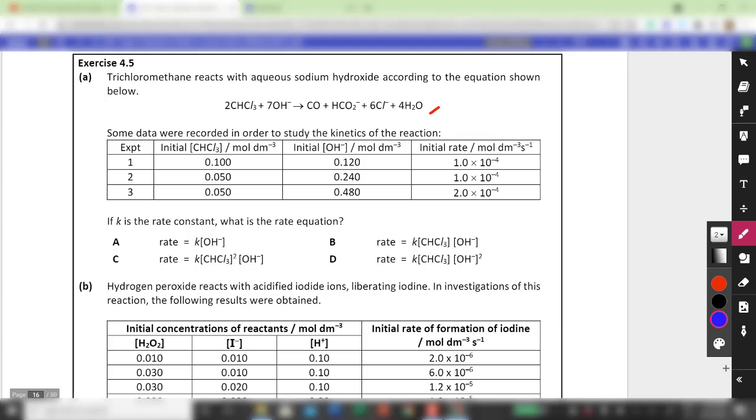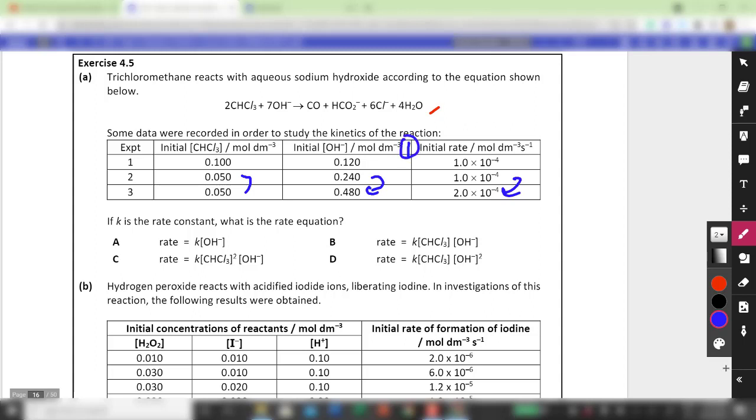Okay, now first of all, let's just do a quick inspection. I think we'll save ourselves the details on mathematics. So you notice that when I kept the concentration of trichloromethane constant, and I double the concentration of OH minus, the initial rate doubles. So therefore the order of reaction with respect to OH minus is actually 1.